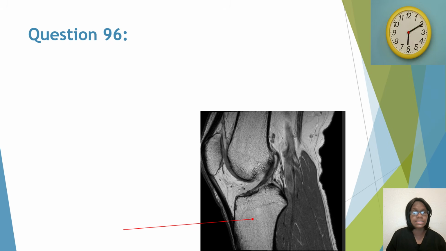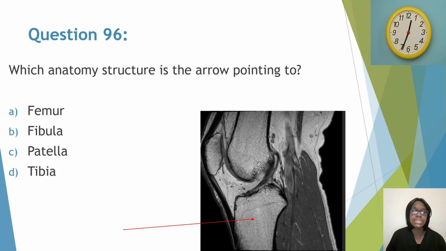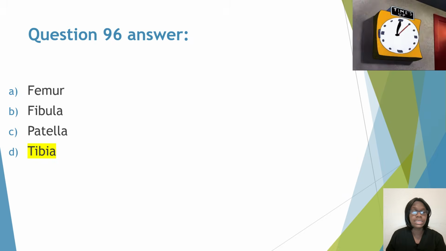Question 96. Which anatomy structure is the arrow pointing to? A, femur. B, fibula. C, patella. D, tibia. All right, the correct answer is D, tibia.